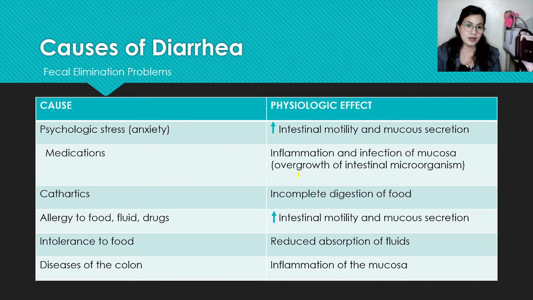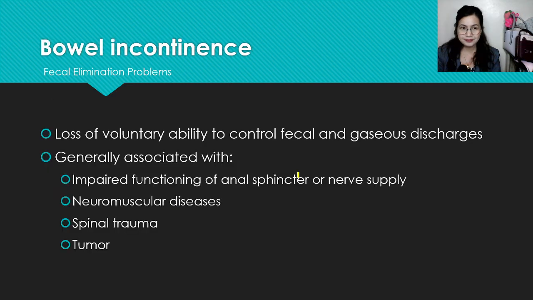Next is intolerance to food. So there's reduced absorption of fluids, diseases of the colon, and inflammation of the mucosa. Bowel incontinence refers to the loss of voluntary ability to control fecal and gaseous discharges. It's usually associated with impaired functioning of the anal sphincter, neuromuscular diseases, spinal trauma, or tumor.